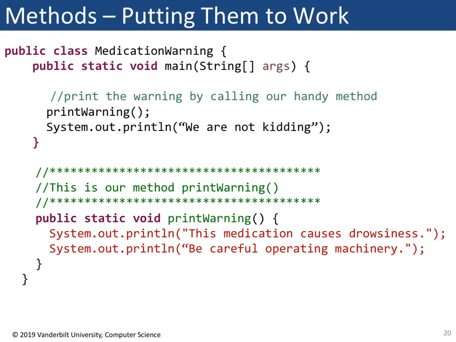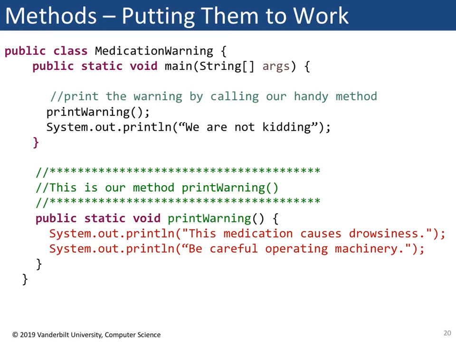So here's an example of a class which contains two methods. It contains a main method and then it contains a print warning method. Notice here that the print warning method has a method description so that we know what it is intended to accomplish, and that it is named appropriately, as we discussed before. Print warning tells us it's informative that it will print a warning.